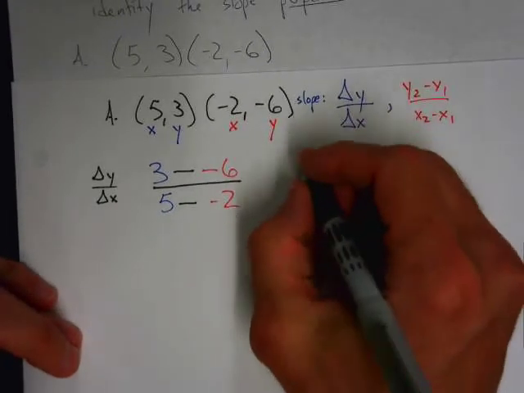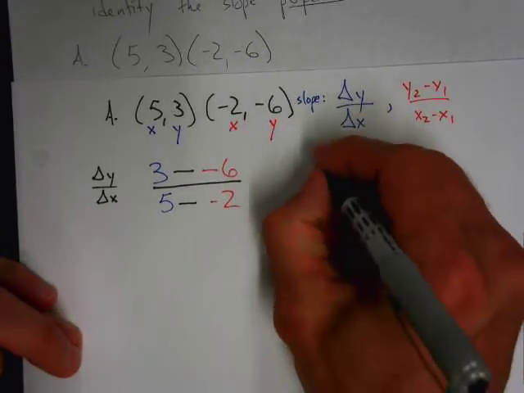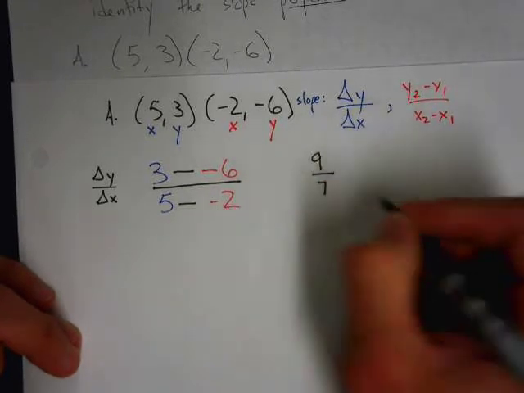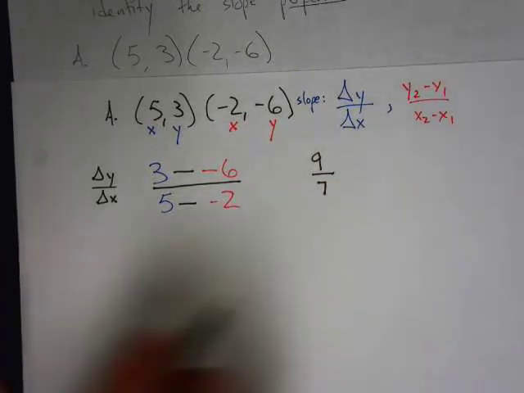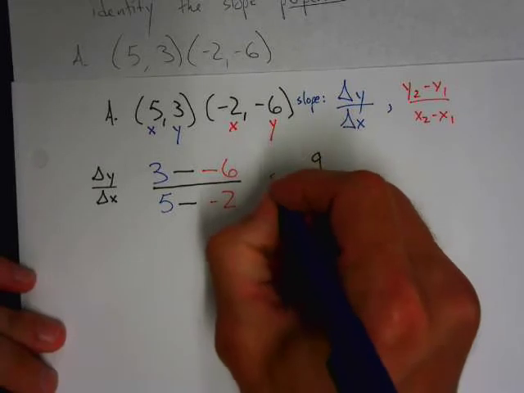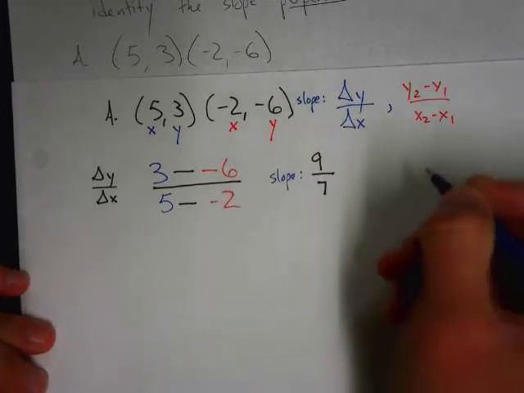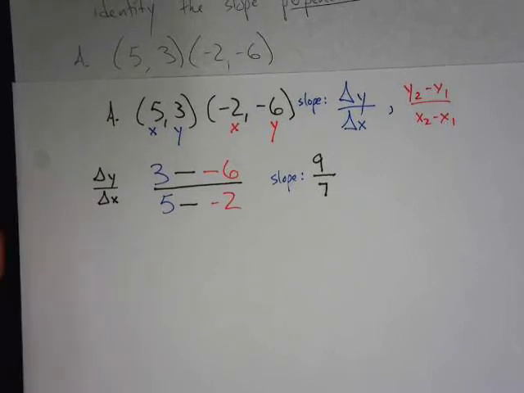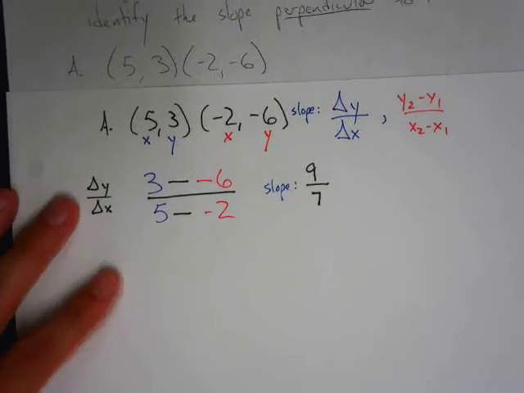So we have our work set out, and the rest is just crunching some numbers. 3 minus negative 6, no matter how you view it, is always going to be positive 9. And 5 minus negative 2 is always going to be 7. So basically your slope is 9 over 7, or your rate of change of the dependent variable over the independent variable is 9 to 7. But I talked about describing the slope of each line. So how would we describe this?